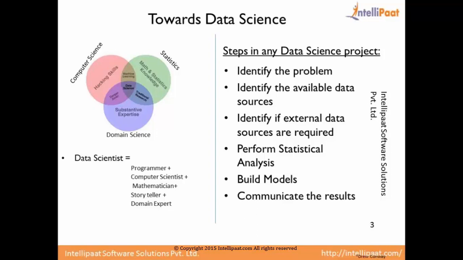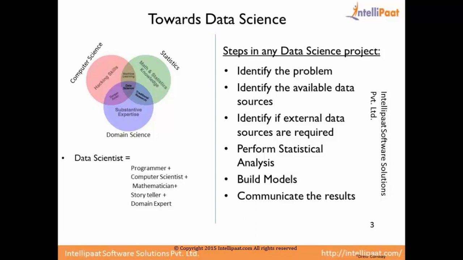But there you really did not worry about what kind of data it is, what the patterns in the data are, or what kind of problem we are solving. That is a completely different level of problem. In a data science project, the first and foremost step is to identify the problem. What is the problem that we are solving?